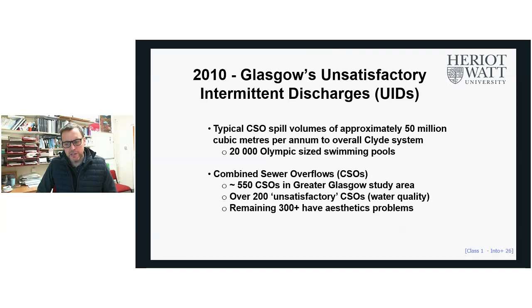So this is Glasgow. These slides are around 10 years old now, so things have improved a bit, but I think it is really worth looking at the extent of the problem that Glasgow faced and still does face with CSOs. Typical CSO spill volume, so that's the amount of water spilled from CSOs into the Clyde, is 50 million cubic metres per year. It's enough to fill 20,000 Olympic-sized swimming pools over a year. 550 CSOs, 200 of them unsatisfactory, and the remaining 300 have aesthetic problems.